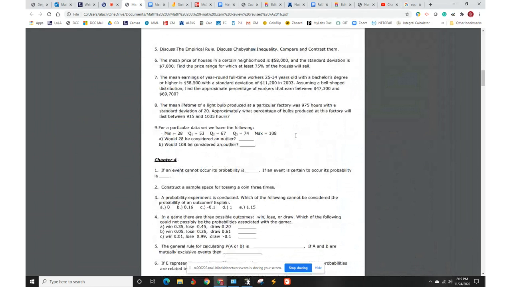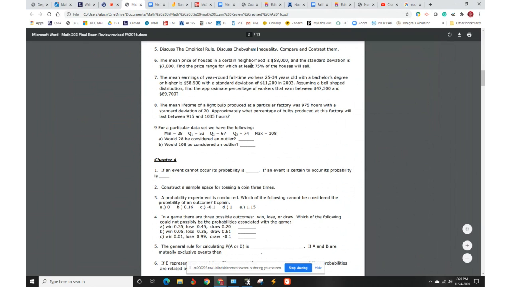All right, so the empirical and the Chebyshev rule. The important thing here is the empirical rule's got three different percentages. It's got 99.7 or almost all, 95, and 68. Chebyshev's only got two. It's got 88.9%, and it's got 75%.